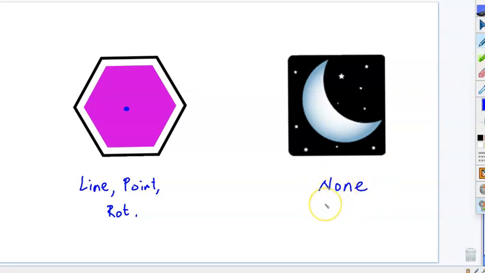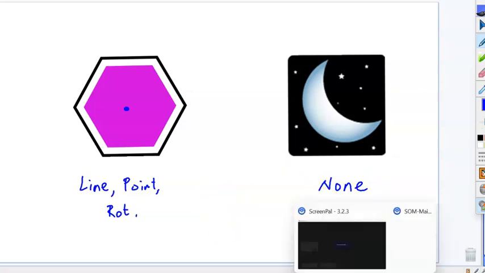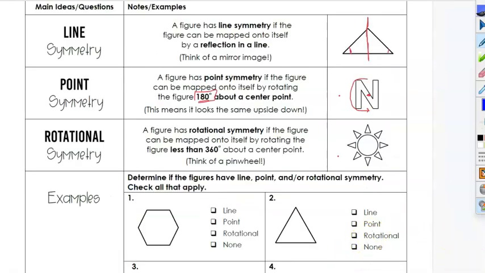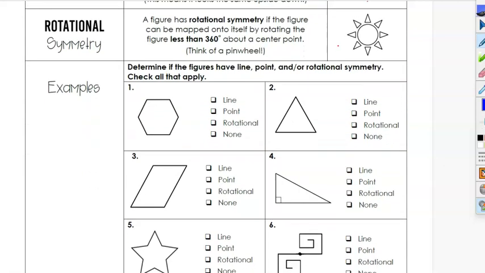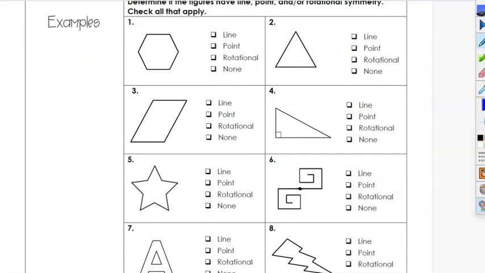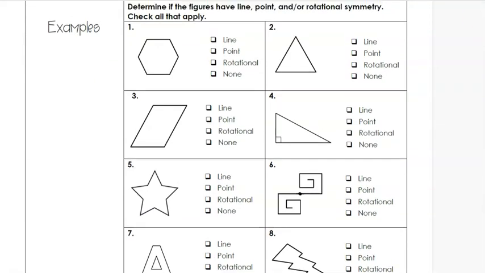Okay, so just a way of illustration. Let's get back to your homework examples. Hopefully after seeing there are several of these that we'll work through together, this will make sense to you. Not a difficult concept. We're just going to go through each of these examples, and we're going to check off all that apply for each shape. So determine if these have line, point, and or rotational. Some of them may not have any. Check all that apply.